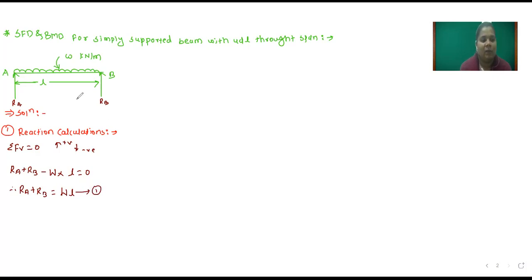After that, second equation. Which equation is there? Second equation, summation of moment at any point is equal to 0.